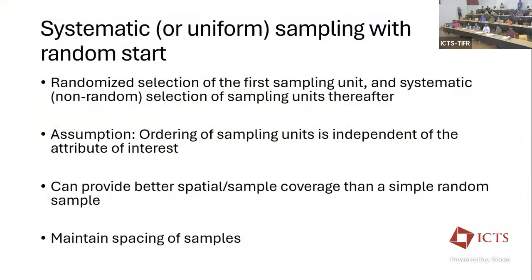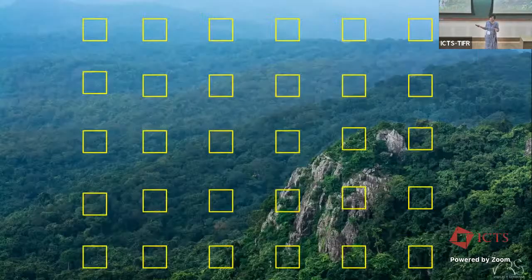Right, so we were talking about systematic sampling. It can provide better spatial coverage, and it maintains some level of spacing of samples. Now this is important because say you want to keep some sort of criterion saying that all of my points need to be separated by at least 500 meters. Then this allows you to do that. That allows you to maintain independence of your sample.